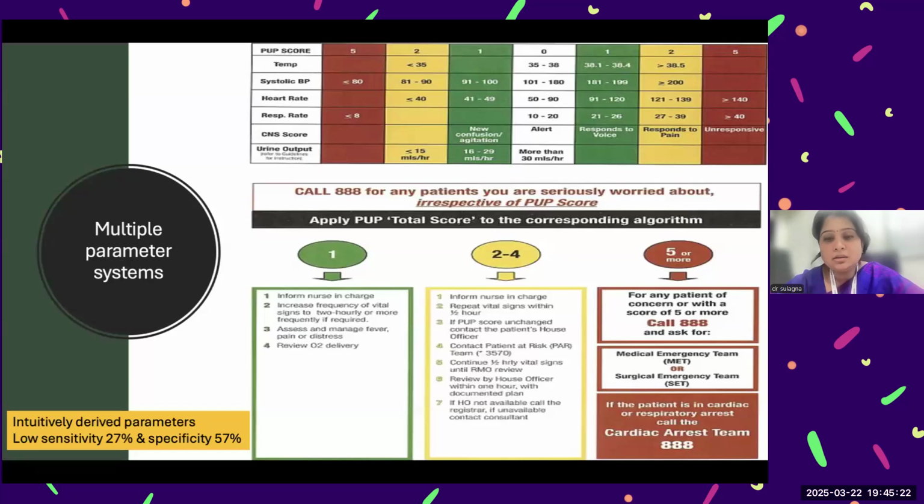Second came one of the widely used multi-parameter systems like the PART system, the patient at risk alert system. Again, this did not come from data, but the parameters were mainly intuitive idea based and nursing experience based. So they also had a low sensitivity and specificity, but this included multiple parameters like the temperature, BP, heart rate, etc.